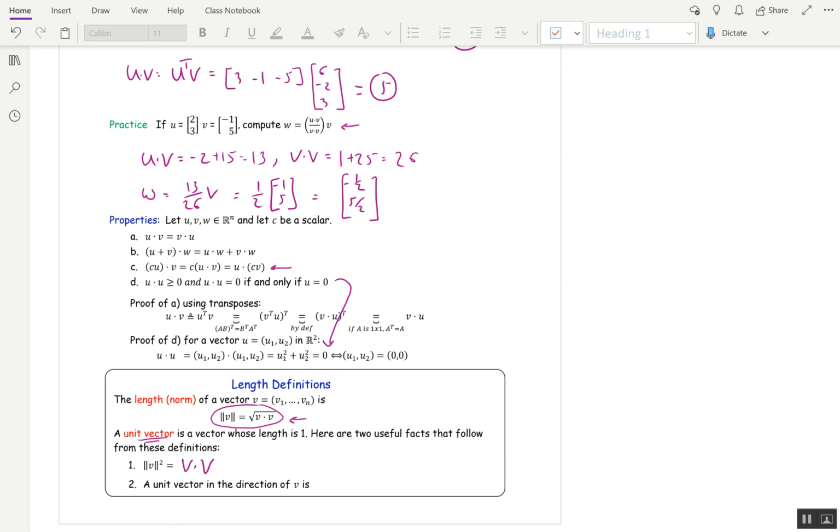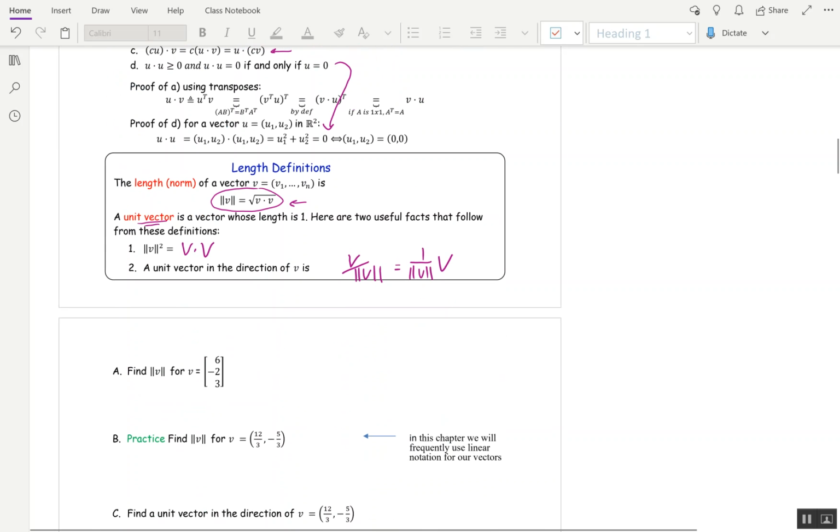And then if you want a unit vector in the direction of v, take v and divide by its length. And remember, the length of v is a scalar, so this is also the same as 1 over the length of v times v. And if you took Calc 3 with me, then you're familiar with normalizing a vector, which means take a vector and divide by its length. So let's do that. First, let's just find the length of a vector. So find the length of v for this vector v.